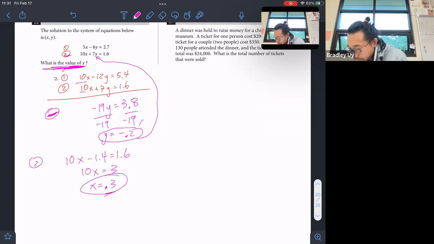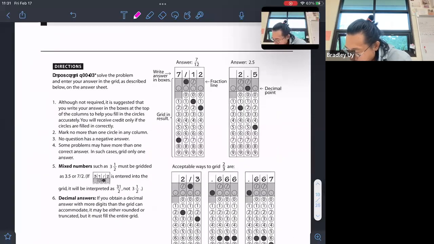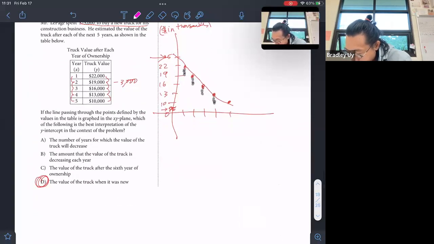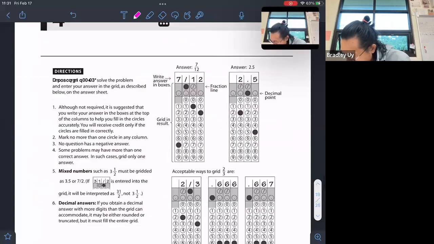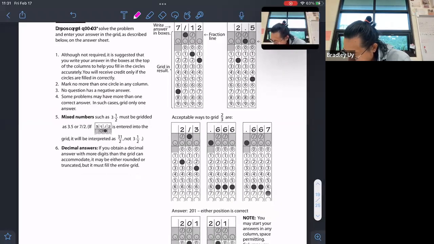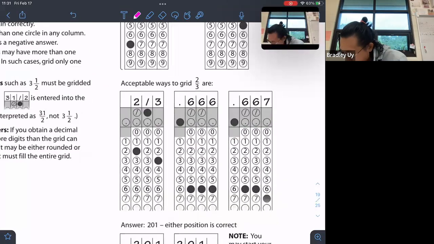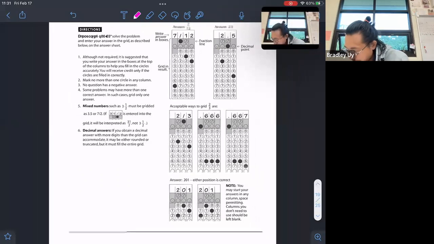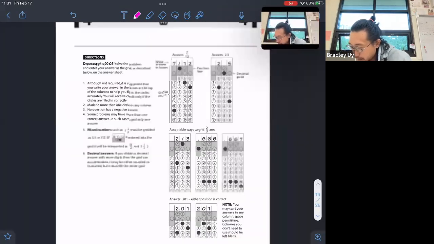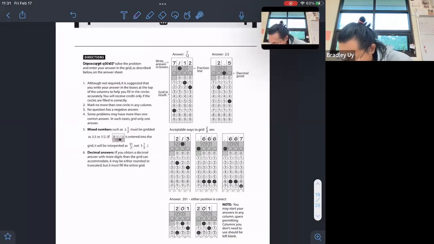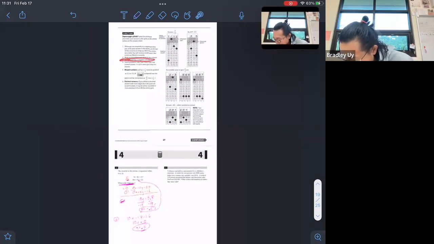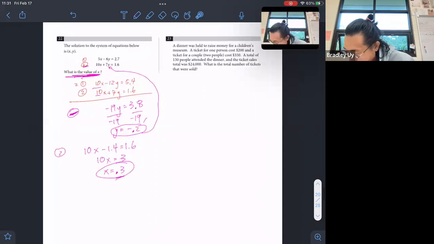Okay, all right. And we're almost done, guys. Oh yeah, there's some bubble instructions right here. Notice for these samples, there are no zeros before the decimal. You won't need one. Also, I want to draw your attention to this. No question has negative answers. So in case we got a negative answer for x, something went wrong.